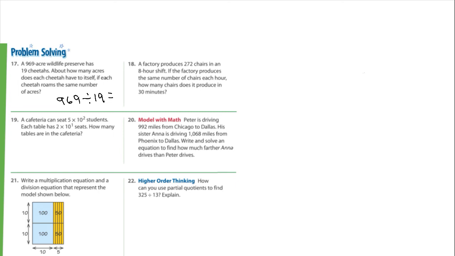Number 18, a factory produces 272 chairs in an 8-hour shift. If it produces the same number of chairs in each hour, about how many chairs does it produce in 30 minutes? Now, that's kind of interesting. So this one, I'm going to pull a stick here. Mr. Oldham, in number 18 here, just the first part, how would you set that up? What's the basic division problem we're going to be doing here?